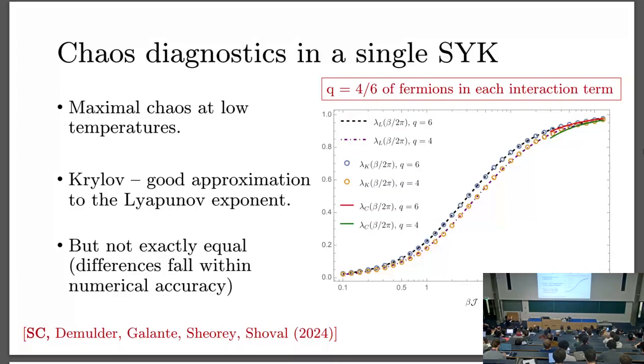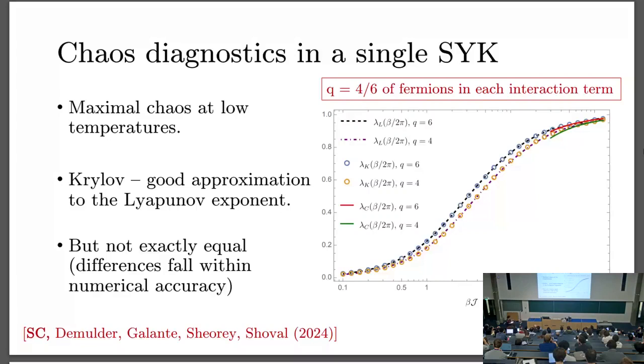And you see how the theory goes from, let's say, the high temperature regime on the left, where it's nearly free, to the maximally chaotic regime on the right at low temperatures. This plot is normalized in such a way that maximal chaos is 1. That's on the y-axis. And so you see this transition from a free theory to a maximally chaotic one.